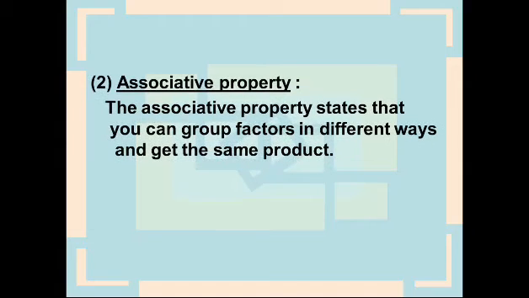The second property, associative property. The associative property states that you can group factors in different ways and get the same product. For example, 3 multiplied by 4 as a group, multiplied by 6, is the same as 3 multiplied by 4 multiplied by 6 as a group, because 3 multiplied by 4 equals 12, and then 12 multiplied by 6 equals 72.